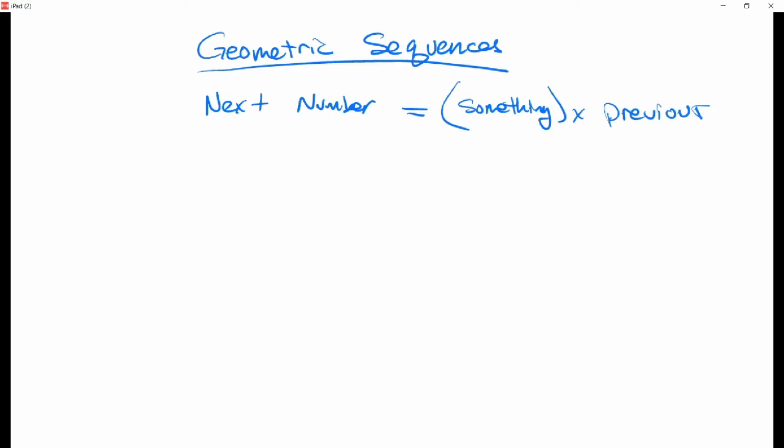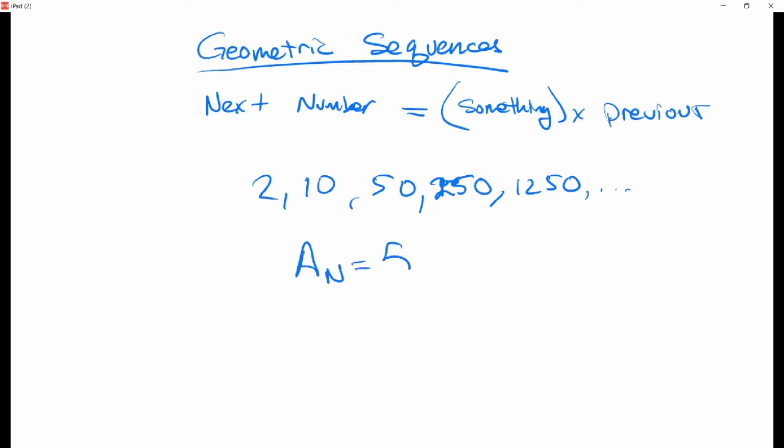Let me just show you. We have 2, 10, 50, 250, 1250. So this one, the next number, let's call it a sub n, is equal to 5 times a sub n minus 1.